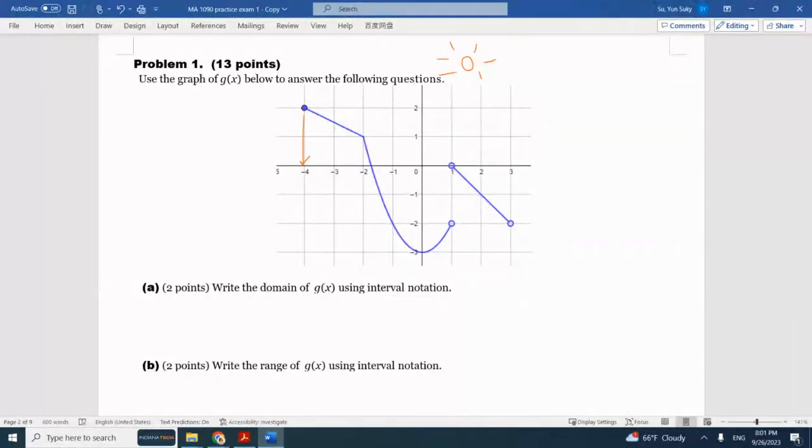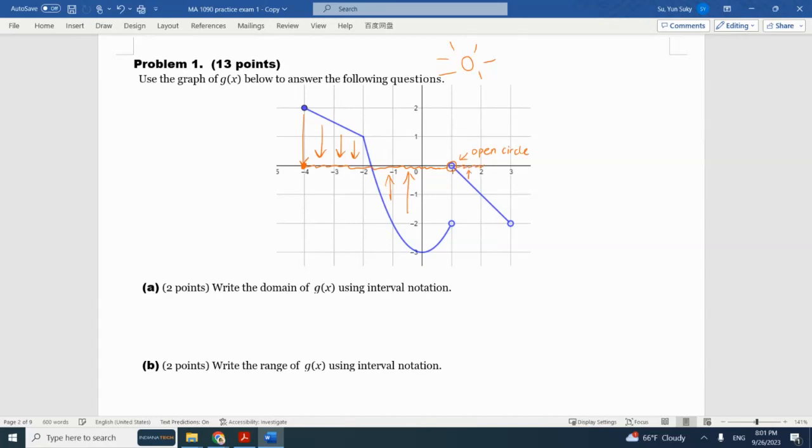Look at the left piece. Do you see this point? When you project down, the shadow is right here at -4. And then you project down here on the x-axis, so you go until here. Do you see at 1 because of the open circle? It means that point at 1 is missing. So when you project down, we're actually missing the point at 1.